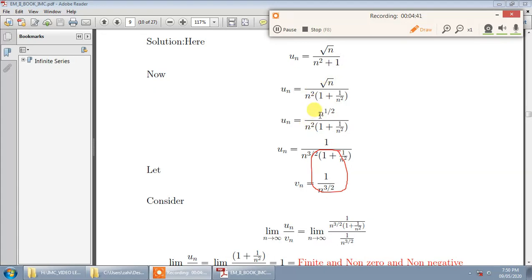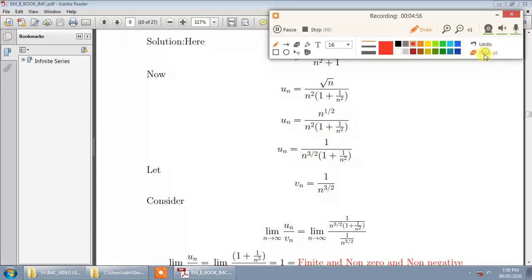Here we have n raised to half, so if I take this n raised to half to the denominator, we get n raised to 2 minus 1 by 2, and that becomes n raised to 3 by 2. So we have Un equal to 1 upon n raised to 3 by 2 into 1 plus 1 upon n square. This is Un, the same Un we have written in a different form.